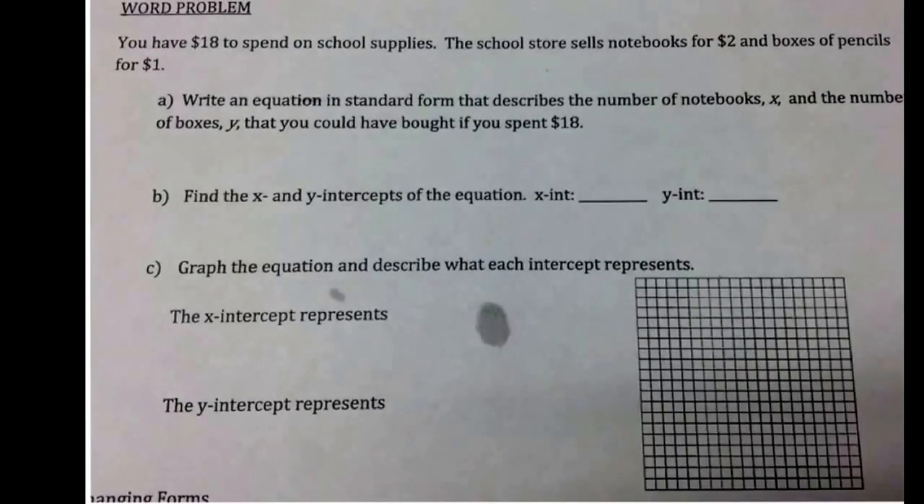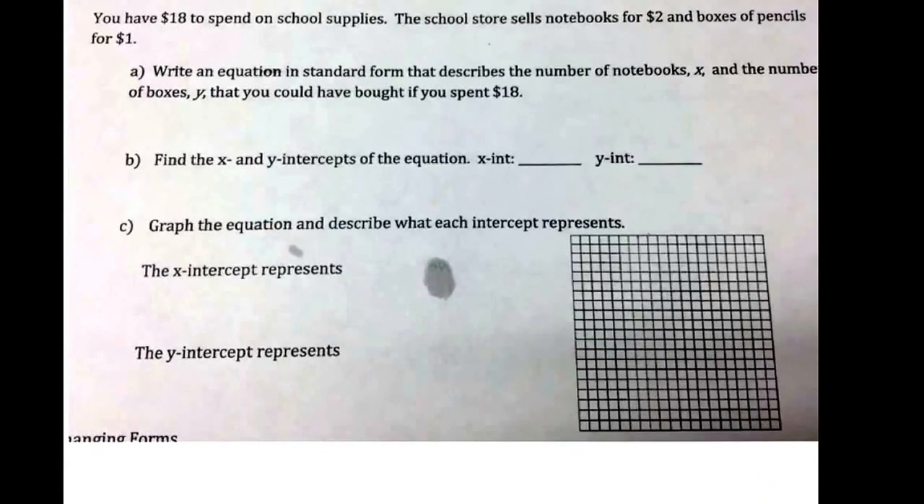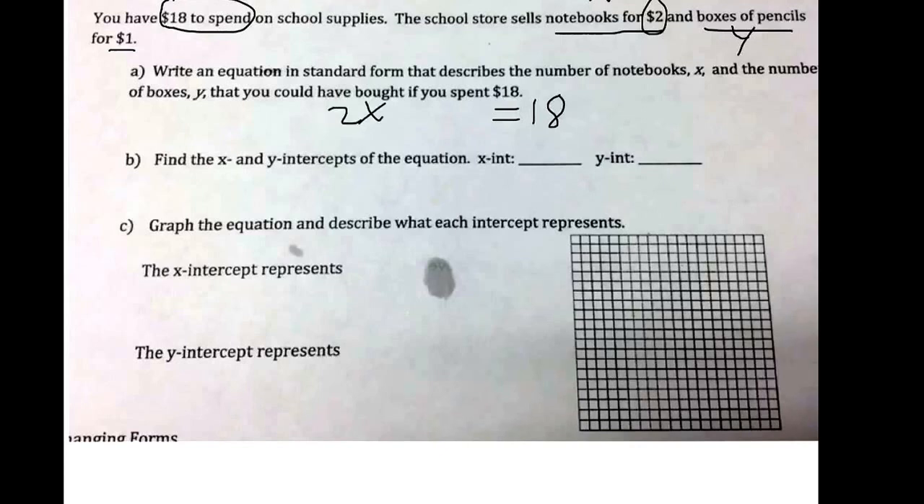Alright, here's a word problem. It says you have $18 to spend on school supplies. The store sells notebooks for $2. So this is important: you have $18 to spend, notebooks are $2, and pencils are $1. Write an equation in standard form that describes the number of notebooks x and boxes of pencils y that you could get if you spend $18. So we're going to try to spend $18. It's $2 for an x, so that's 2x, plus $1 for a y.